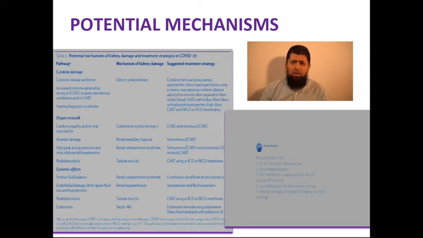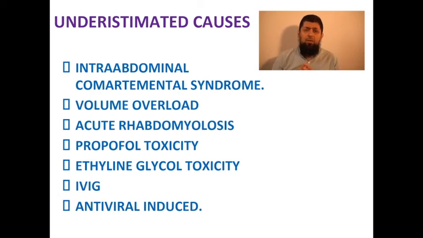Also the cardiomyopathy or viral myocarditis, and there are recent articles speaking about the increasing incidence of viral myocarditis in those patients. The rhabdomyolysis, as we see in the figure on the left side, they saw in the United States a lot of patients with rhabdomyolysis secondary to COVID-19 infection. Also the positive fluid balance, we will speak about this. Other causes to be considered are the intra-abdominal compartment syndrome, the volume overload, and acute rhabdomyolysis, as we mentioned.